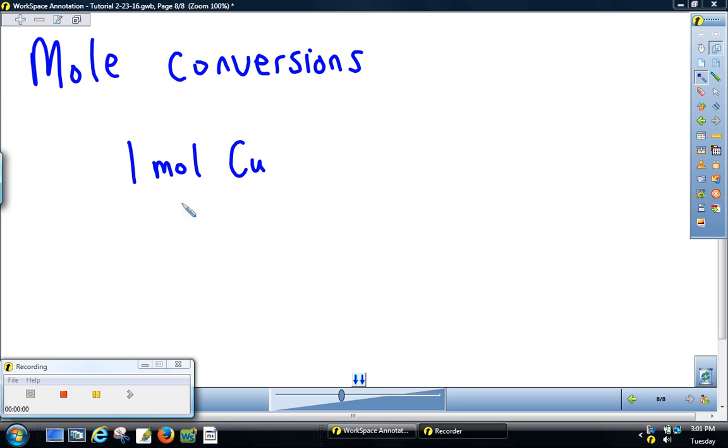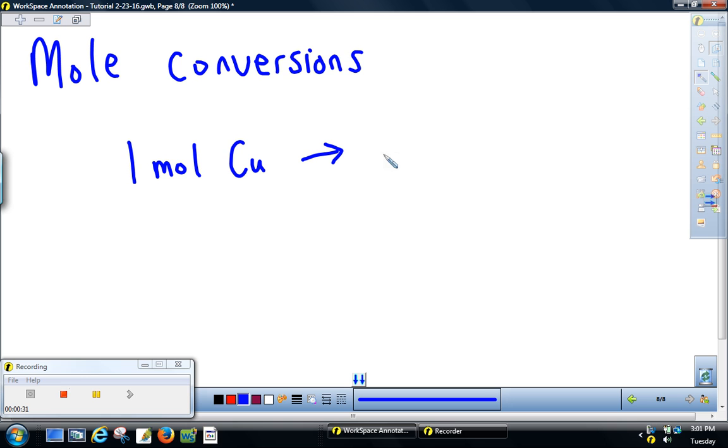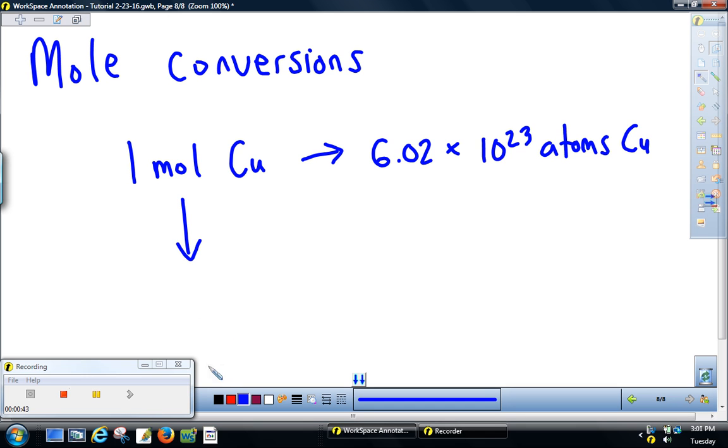So, mole conversion. We're going to continue working with copper here. If we have 1 mole of copper, we know two things. One thing we know is that we have 6.02 times 10 to the 23rd atoms of it. The other thing is we can look at the periodic table and see the molar mass, so we know how much that mole would weigh. Once again, rounding to the hundredths place, since that's where our scales measure to, we get 63.55 grams of copper.